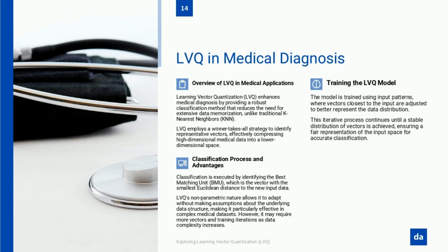LVQ approaches the problem differently. Instead of memorizing every past case, it learns representative patterns in the data. It identifies what a typical case of a disease looks like by refining prototype vectors over time. So when a new patient comes in, LVQ doesn't have to search through thousands of past records. It simply finds the closest representative vector and makes a classification instantly. That's why LVQ is used in cancer detection, heart disease diagnosis, and even genetic analysis.